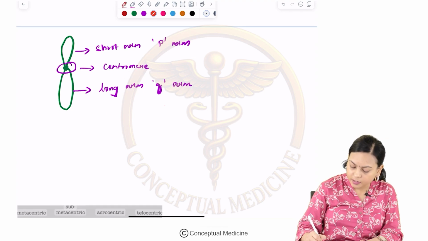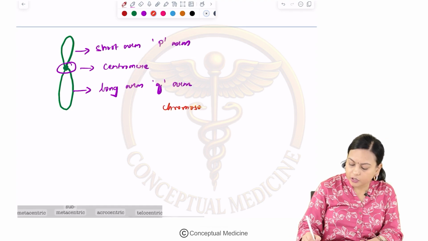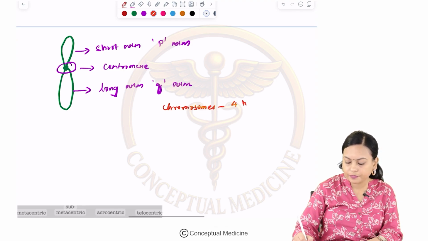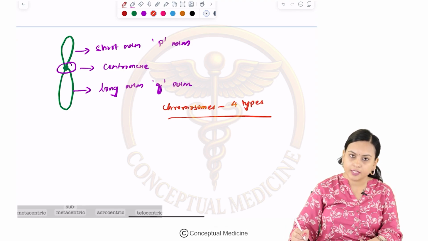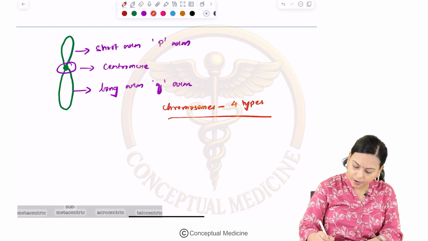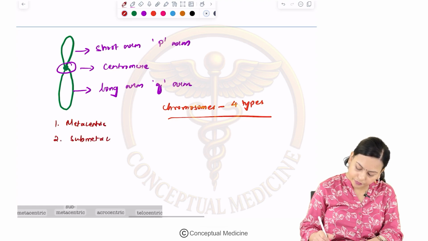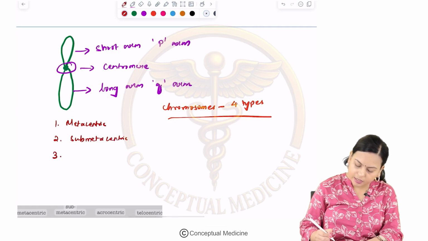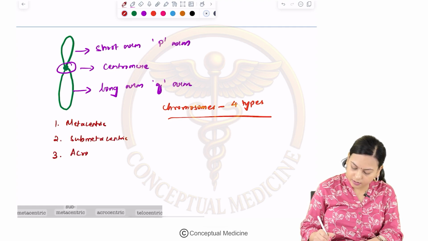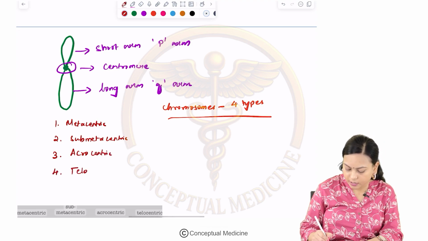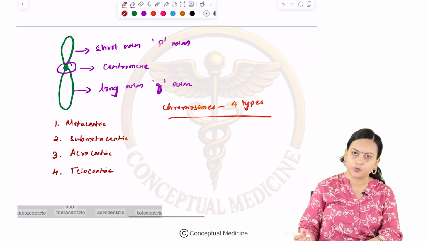Now, chromosomes can be classified into 4 types based on the position of the centromere. Okay. Number 1 is the metacentric chromosome. Number 2 is the submetacentric type. Number 3 is the acrocentric type of chromosomes. Number 4 is the telocentric type of chromosomes.